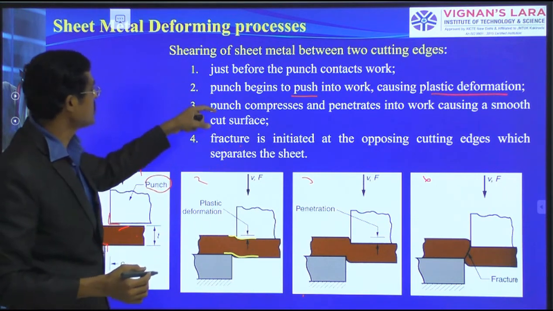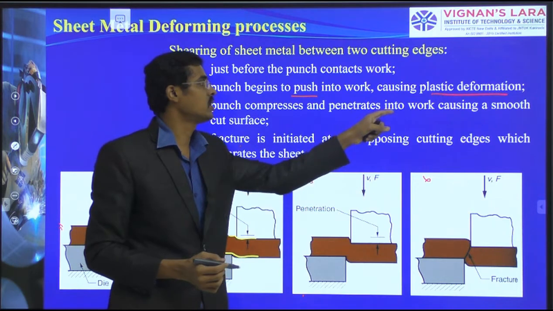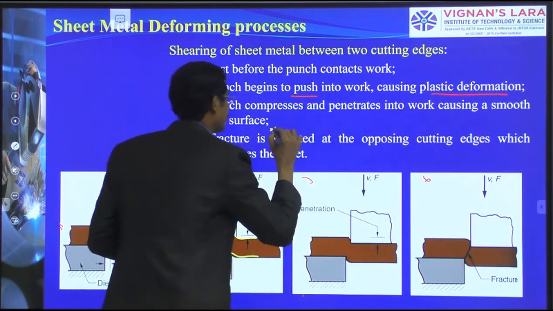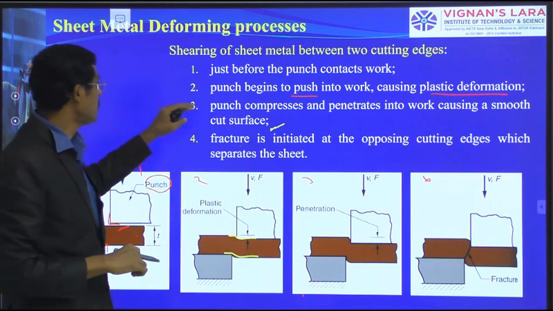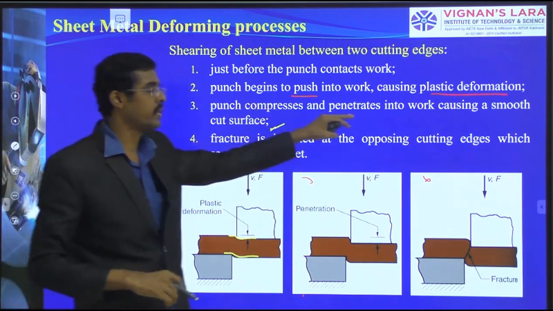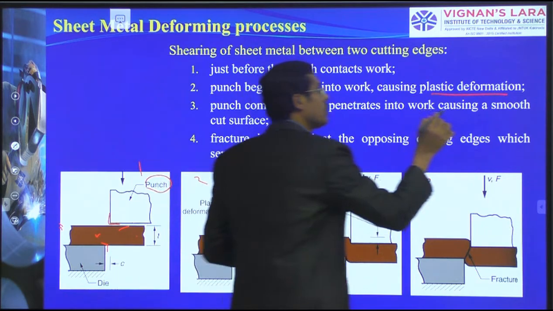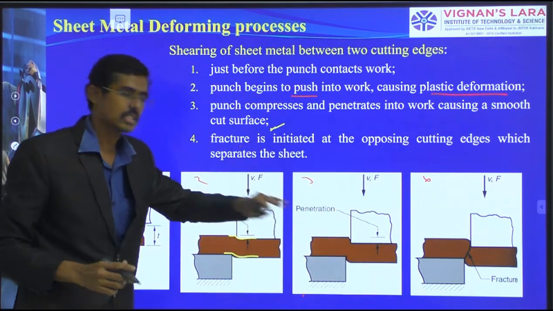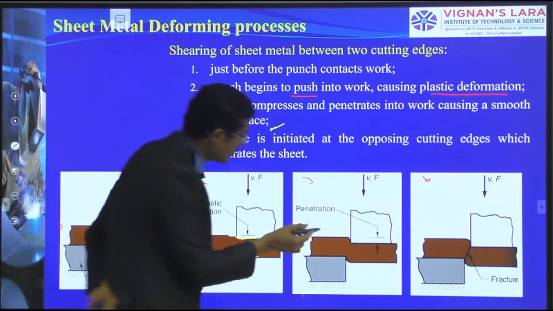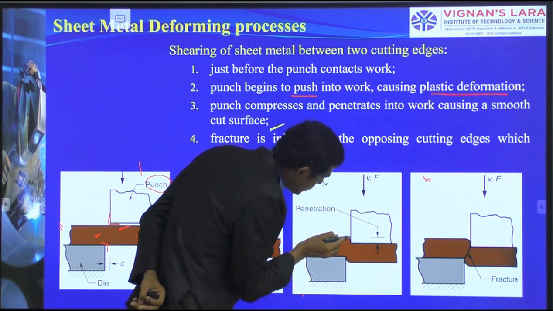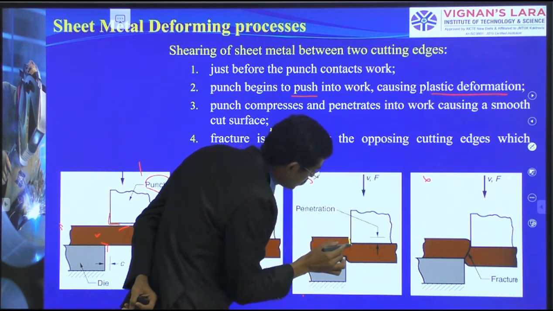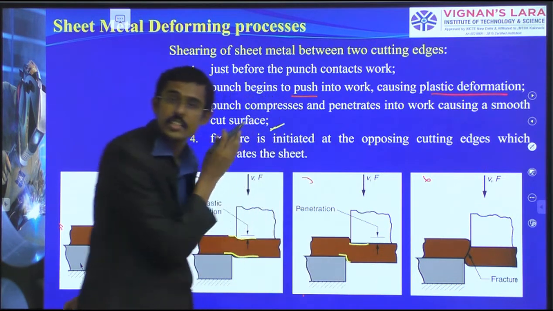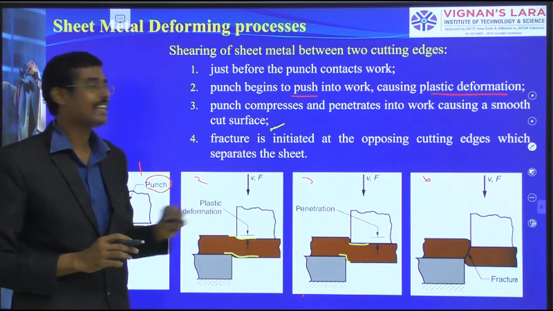Third, the punch compresses and penetrates into the work, causing a smooth cut surface. So it will go. Now it has started to cut. Now what happens, you see? It has started to cut here, and a smooth surface is forming like this. It is sheared from one end to the other end.